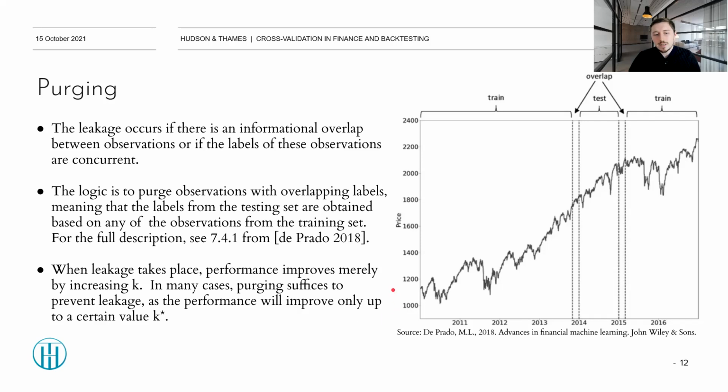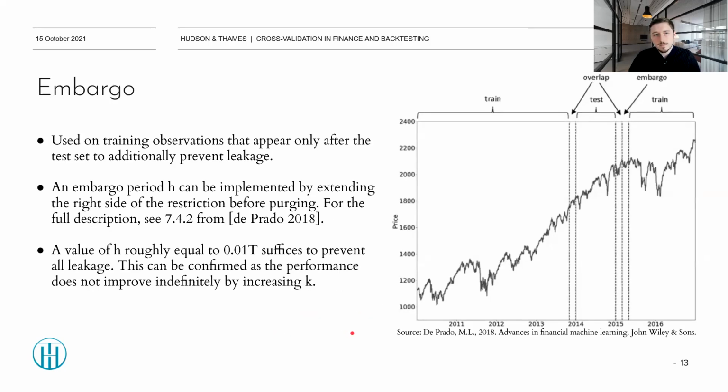And the sign of it is that the performance after purging will improve only up to a certain value K asterisk, after which it will not be improving, meaning that the backtest is not profiting from leaks.